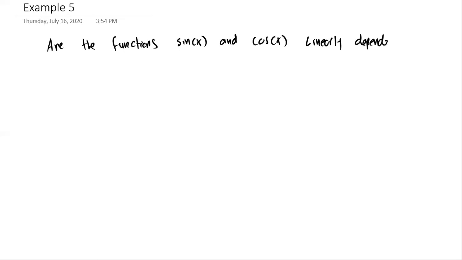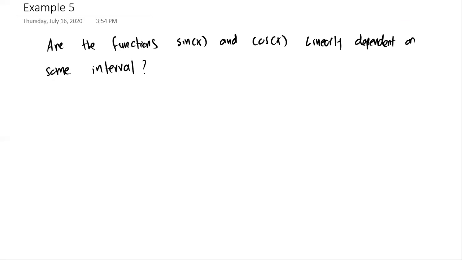Let's do another example. Are the functions sine x and cosine x linearly dependent on some interval? So here I'm not even telling you on what interval to look for or what coefficients to look for. So if you're given a question like this, are the functions sine x and cosine x linearly dependent on some interval?